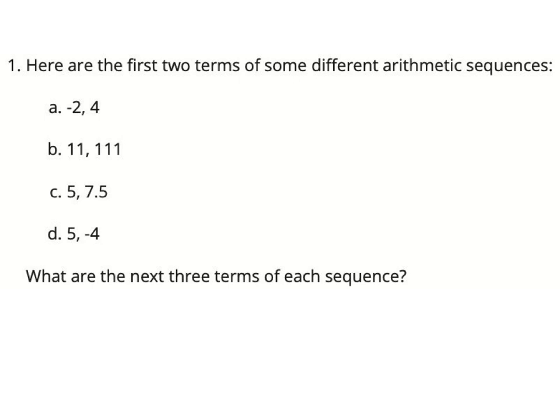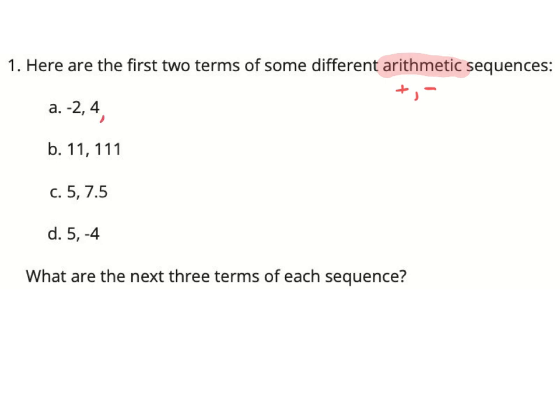All right, here are the first two terms of some different arithmetic sequence, -2, 4. Now, you see the word arithmetic. Let's highlight the word arithmetic. Whenever you see the word arithmetic, under it or over top of it, write plus, minus. So you have to add or subtract. There's no multiplication here.